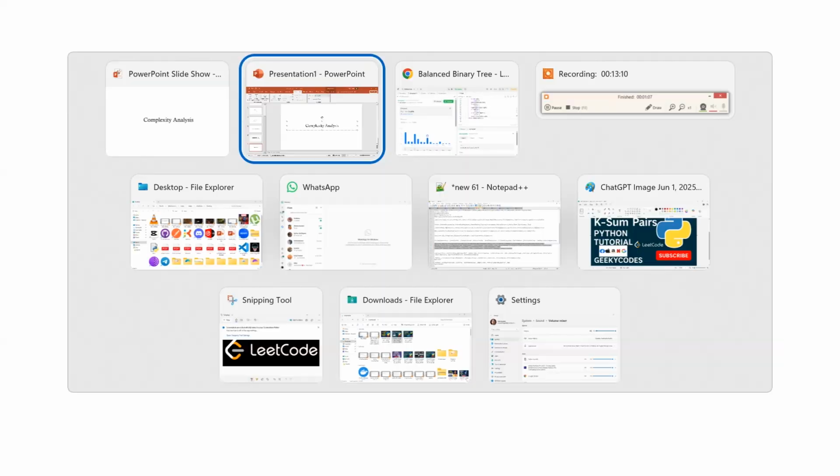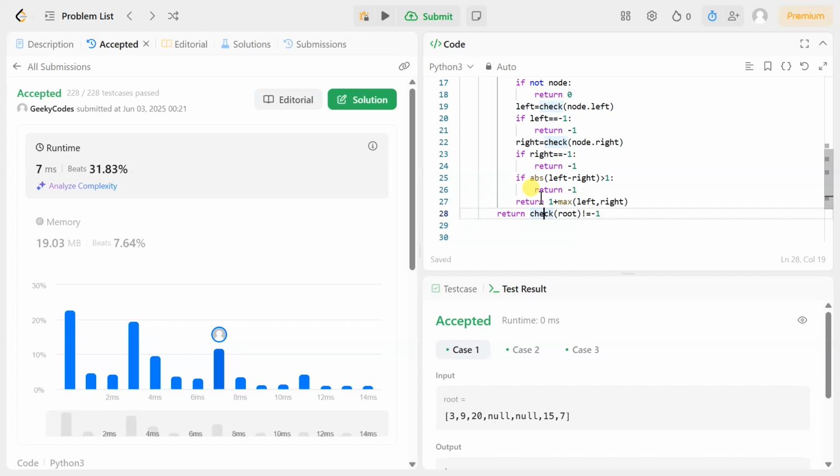When we talk about the complexity of this code, the time complexity will be O(n), because we are visiting each node exactly once. And the space complexity will be O(h) due to the recursion stack, where h is the height of the tree. So let me run the code and check if it works or not.